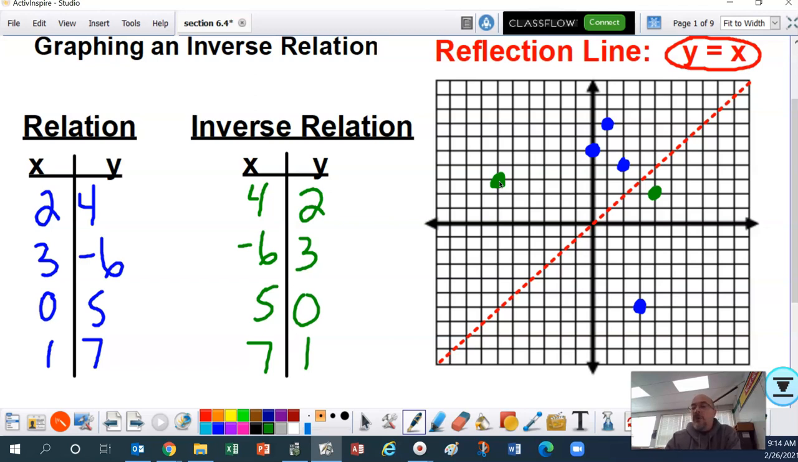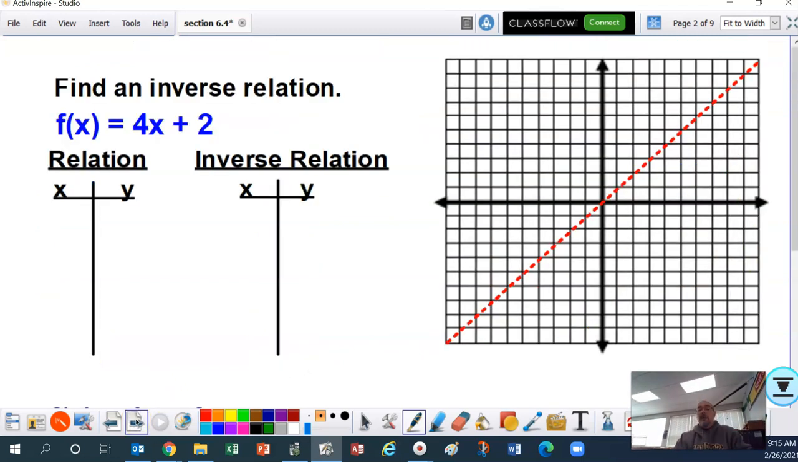Okay, now 5, 0: over 5, 1, 2, 3, 4, 5. 5, 0 is right there. You will notice, ladies and gentlemen, that that is a reflection of the 0, 5. And then 7, 1: over 7, up 1. That's right there. All right, pretty cool, huh? Pretty easy. Now let's move on to having equations, functions.